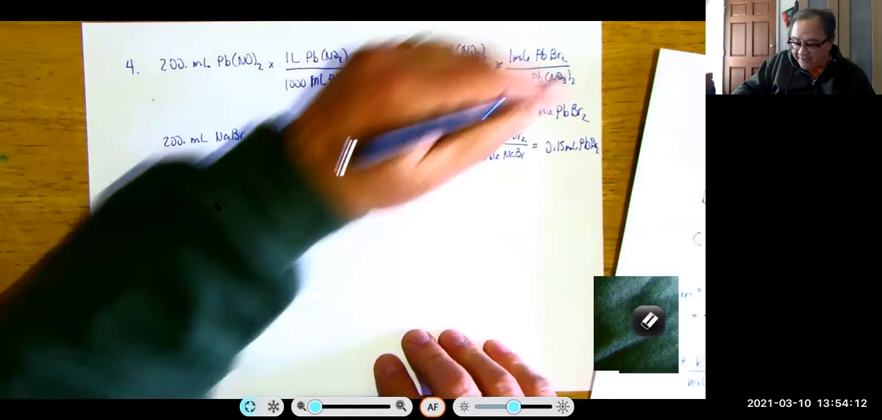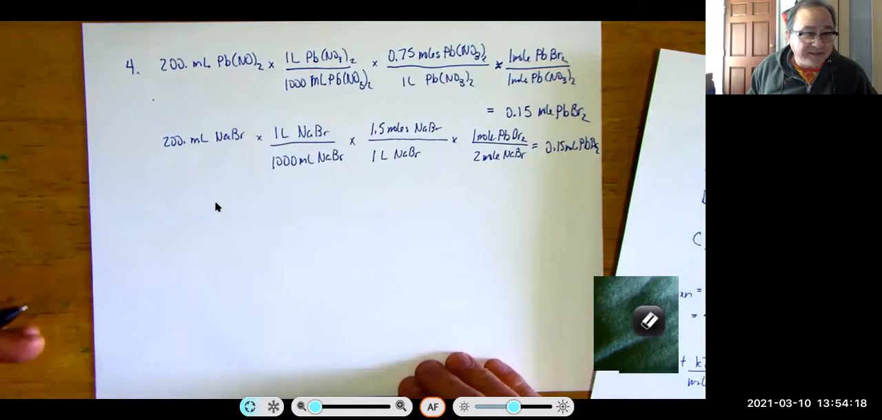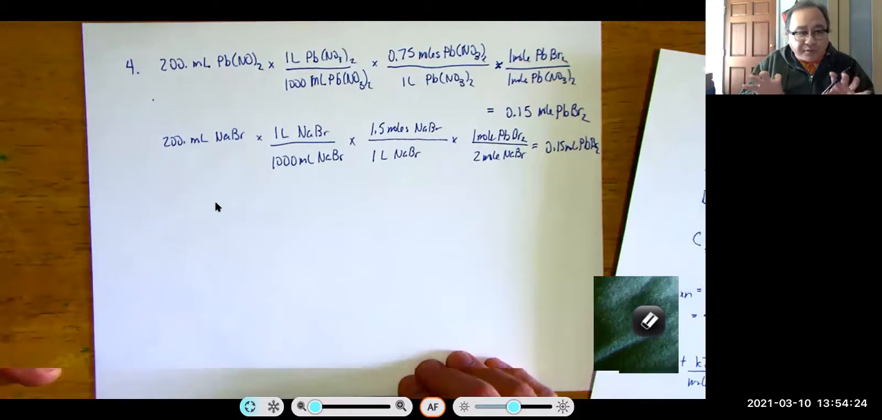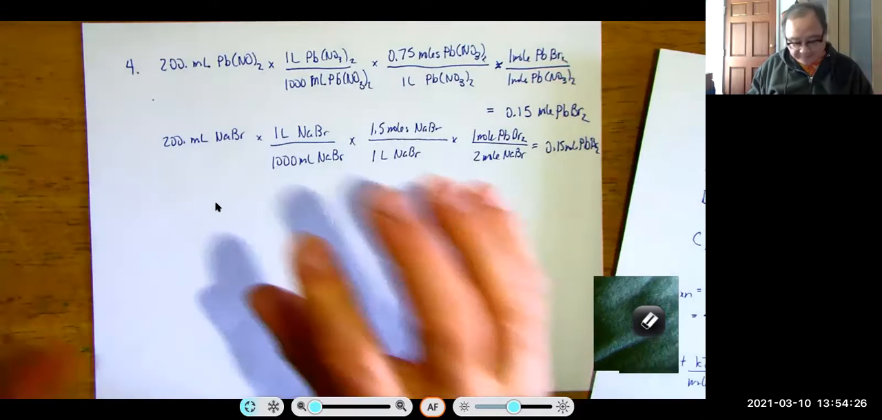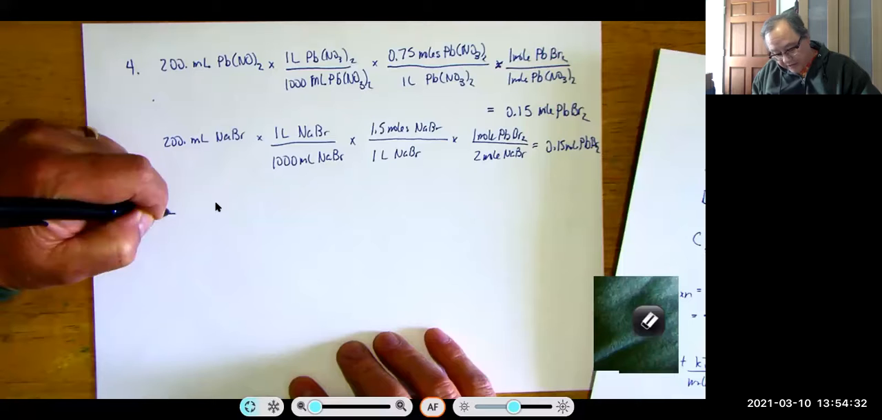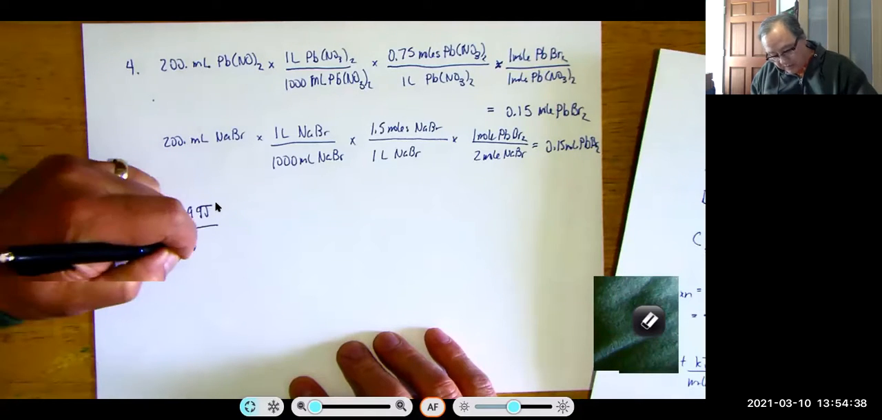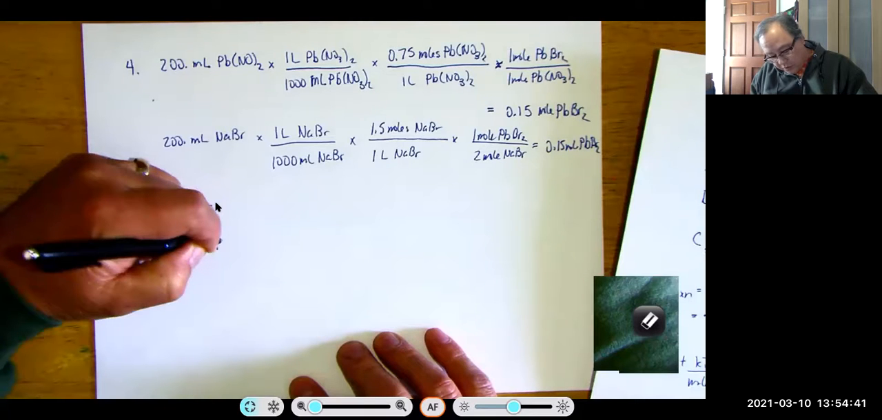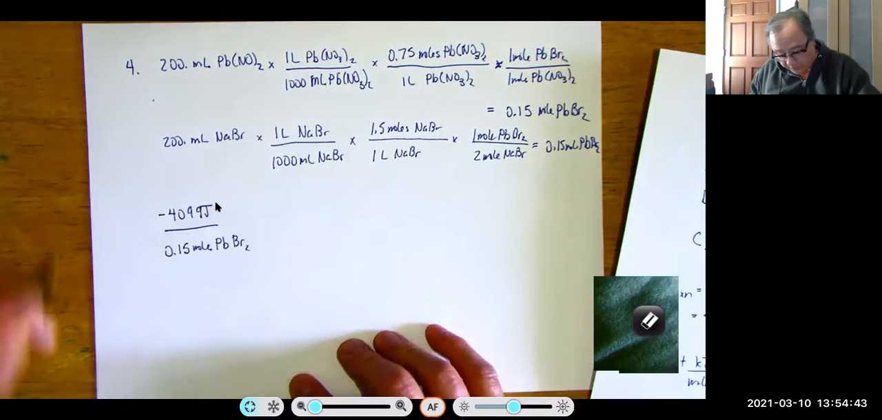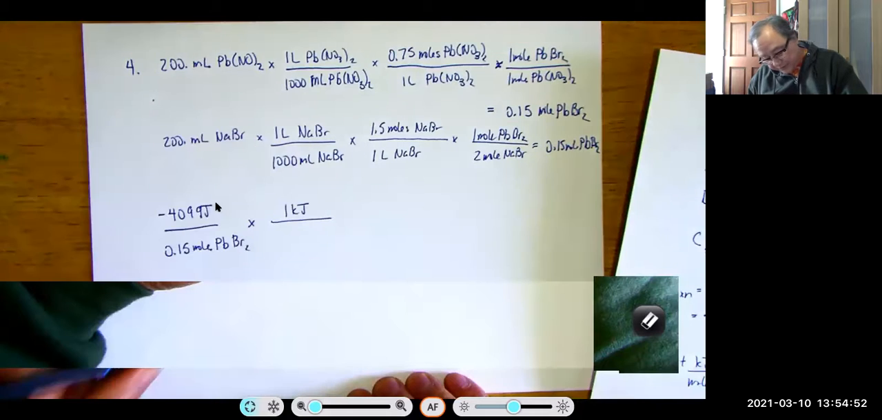Now, when we calculate these two numbers, whichever number is the smaller, that's the limiting reactant. Since these numbers are the same, that tells you that these are being mixed in the precise proportion so everything reacts. So now we get to take our negative 4099 joules over 0.15 mole of lead 2 bromide, and they want kilojoules per mole. So what am I going to multiply by? And the answer is 1 kilojoule per what? 1,000 joules.